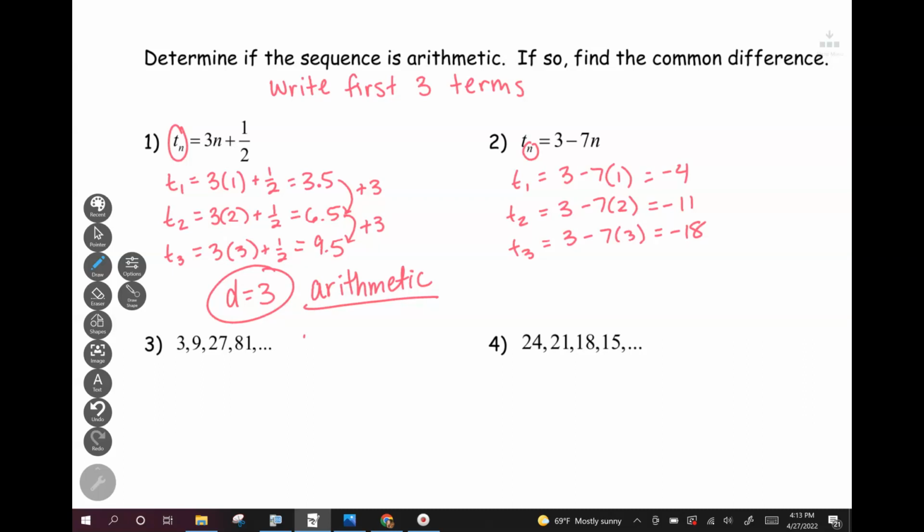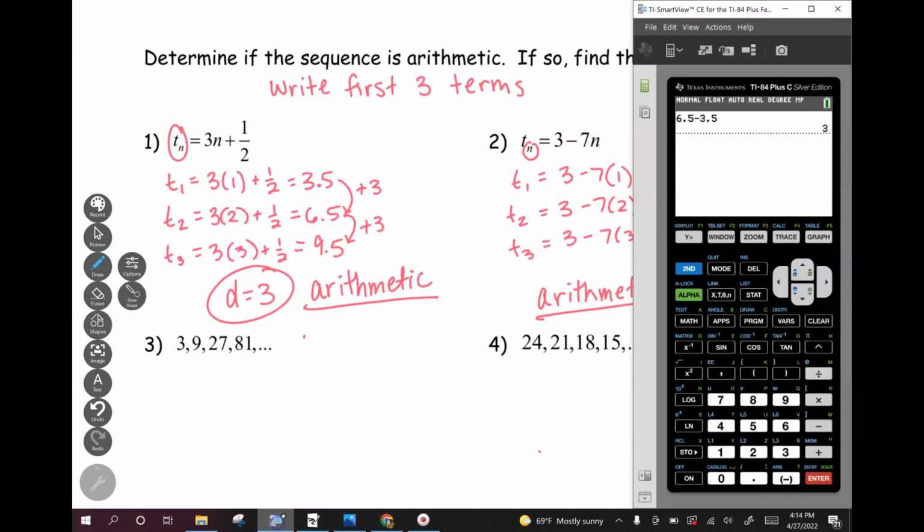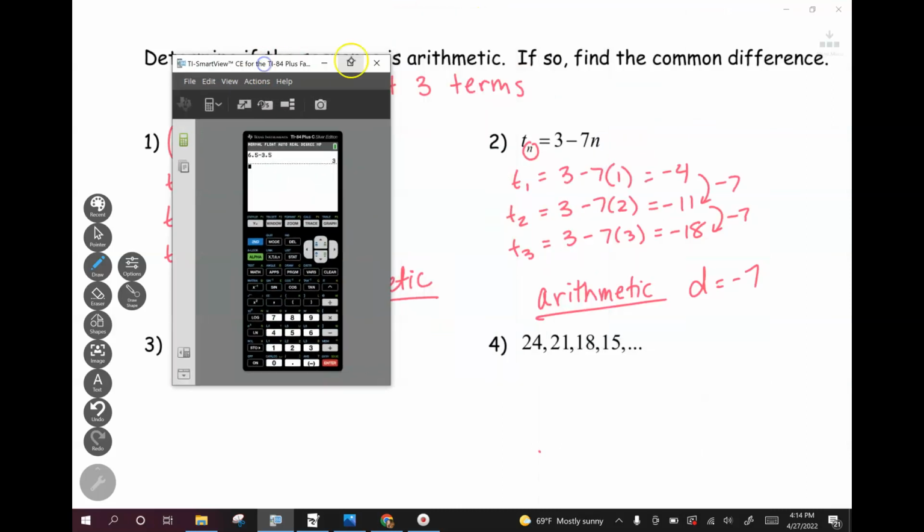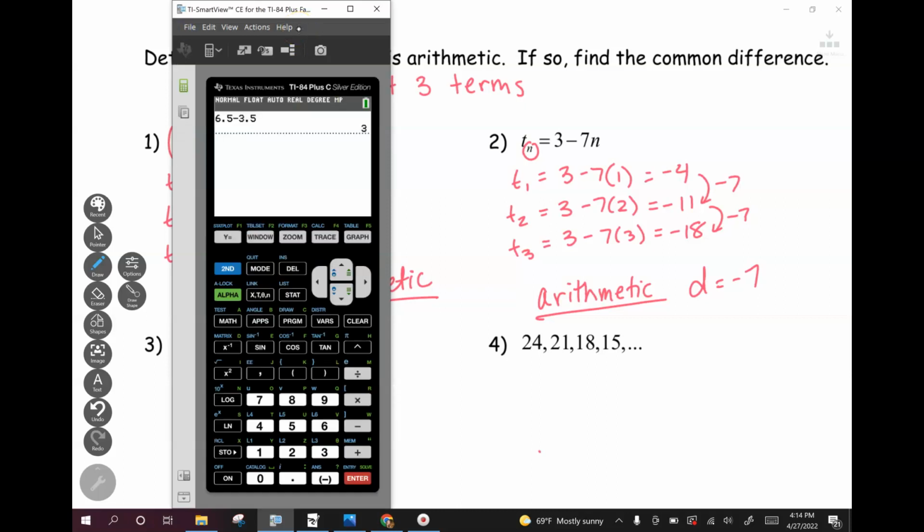Okay, so there's my first 3 terms, and you could keep going, but let's check and see if we can tell. So from -4 to -11, we have to subtract 7. To get from -11 to -18, again, we subtract 7. So yes, this one is arithmetic, and d equals -7. I know negative numbers are not necessarily our strong suit, so just a heads up, you could type this in the calculator just to see what the common difference is.